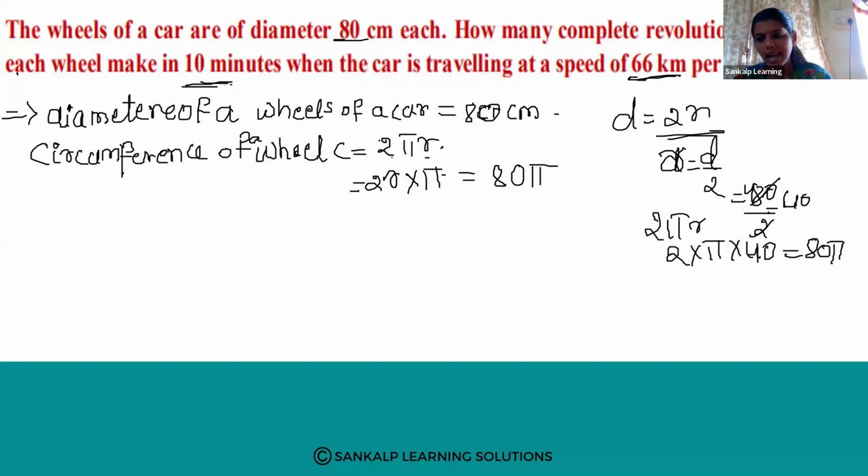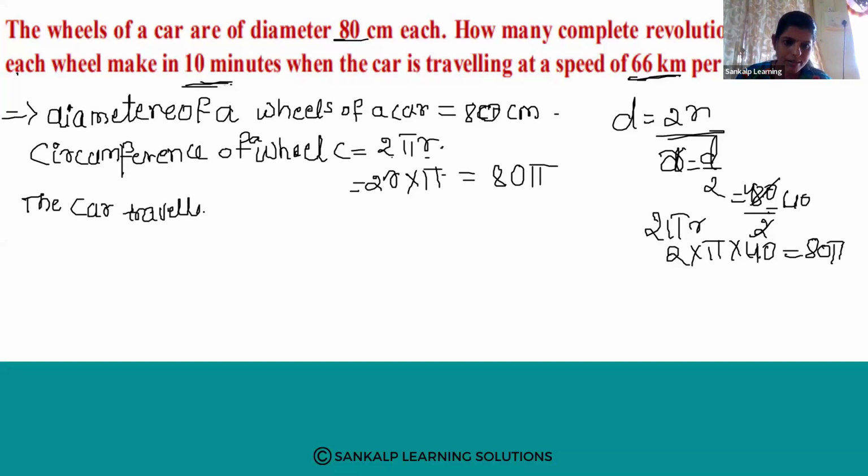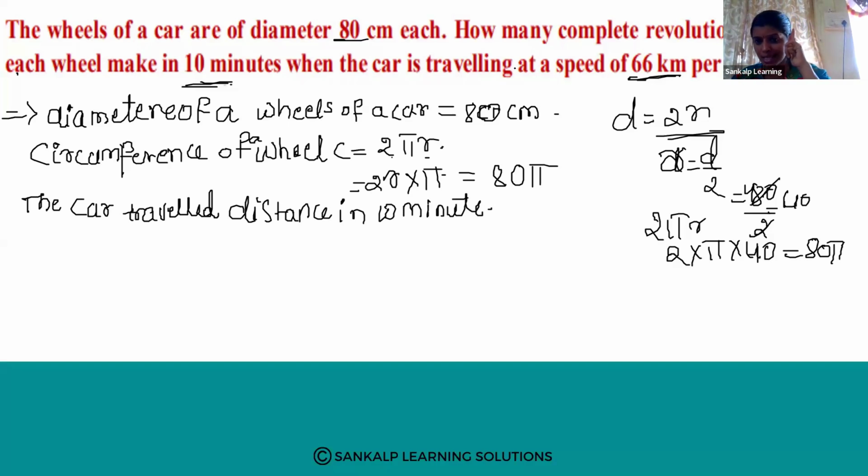Then the car traveled a distance in 10 minutes. So the car traveled a distance in 10 minutes. So in 10 minutes, when the car is traveling at a speed of 66 km per hour, they have given, right?